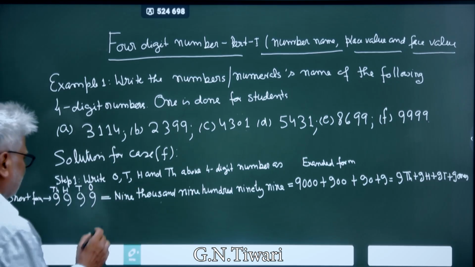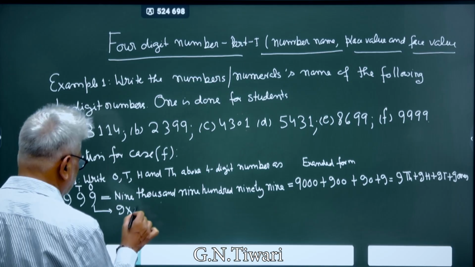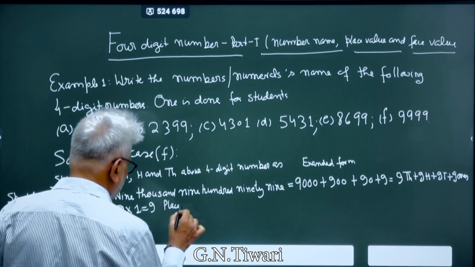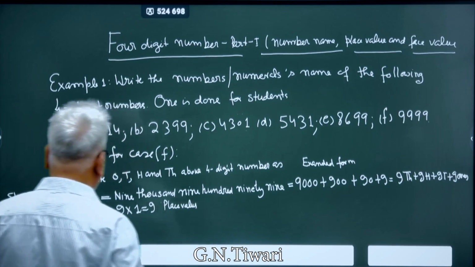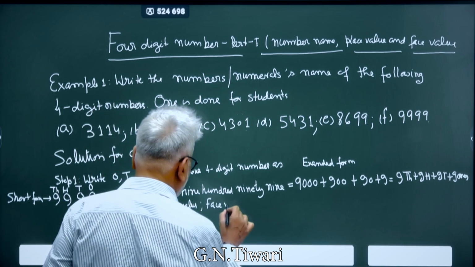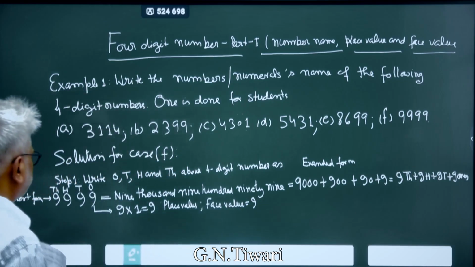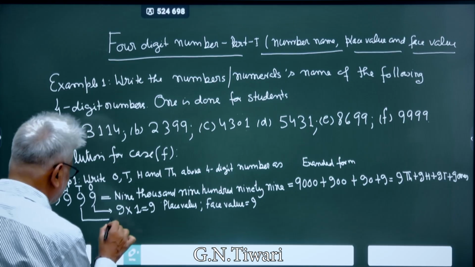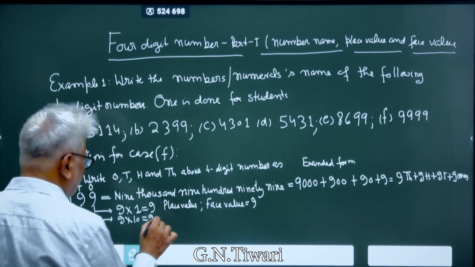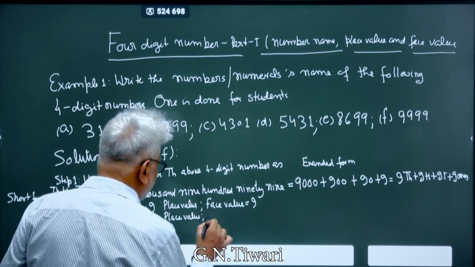So now again the question comes, the place value and face value. Place value of this 9 at O: 9 into 1 is equal to 9 is the place value, and face value will be 9 itself. Now, what is the place value of this 9 at T? 9 into 10 is equal to 90. This is the place value. Face value is again 9.